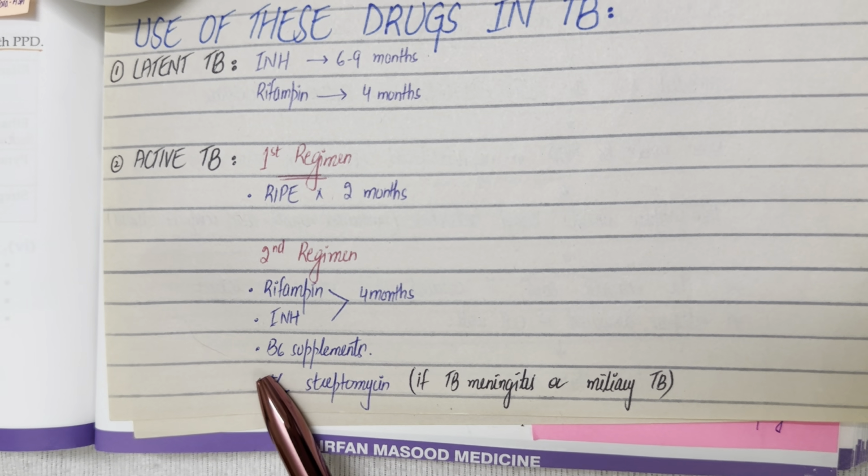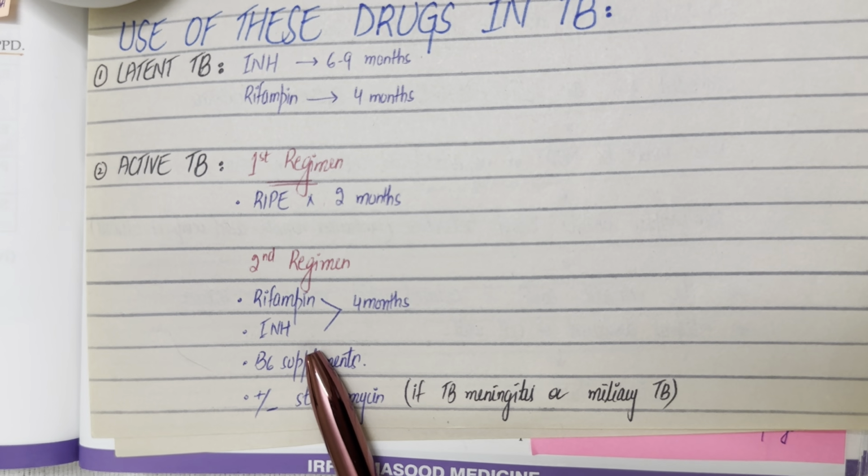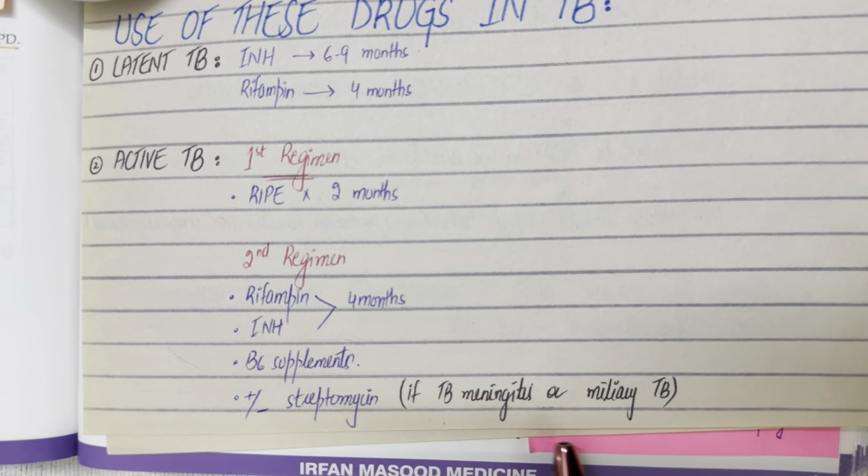We supplement it with B6 supplements in case of deficiency due to isoniazid, and plus or minus streptomycin if the TB is TB meningitis or miliary TB.